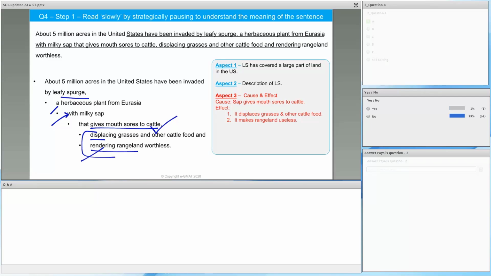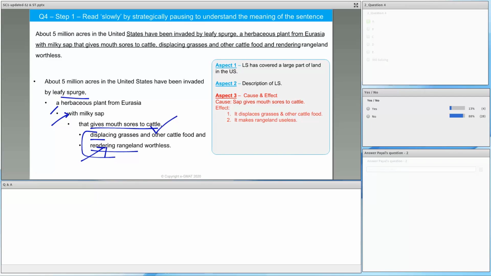Then the second effect that we read here is rendering rangeland worthless. Does this effect make sense? So what is the sentence saying? Because milky sap gives mouth sores to cattle, by doing this, it results in rendering the rangeland worthless. How does it even make sense that because milky sap gives mouth sores to cattle, the grazing ground becomes useless?